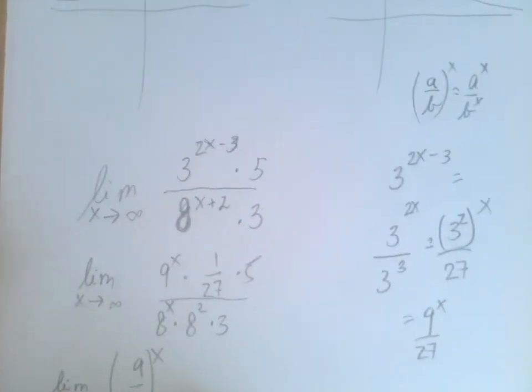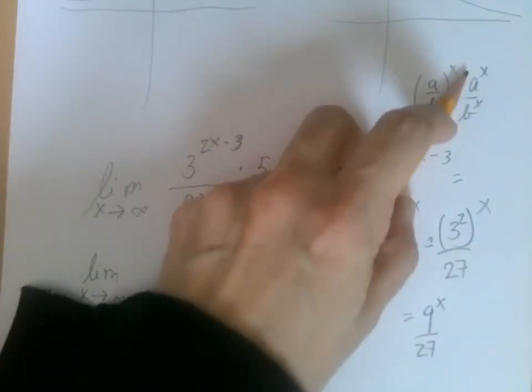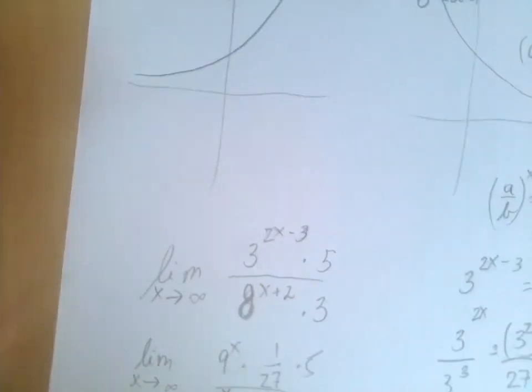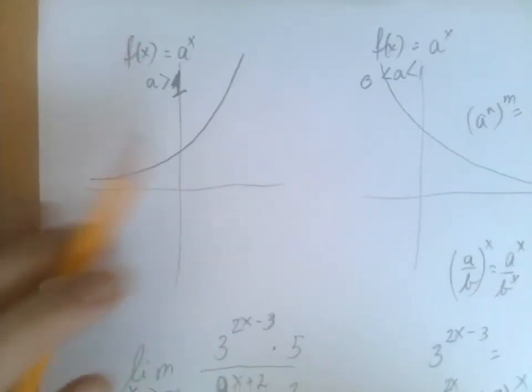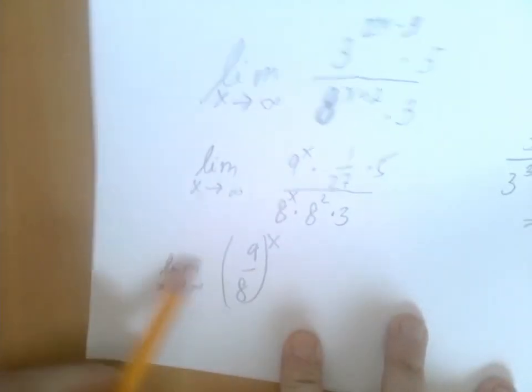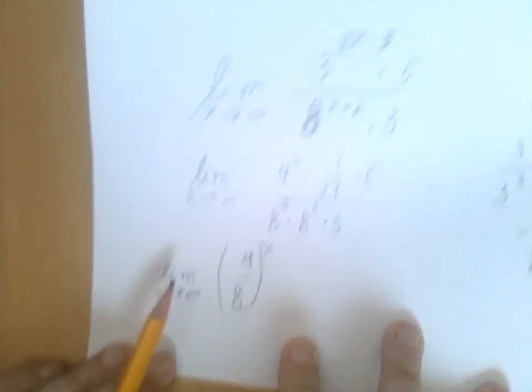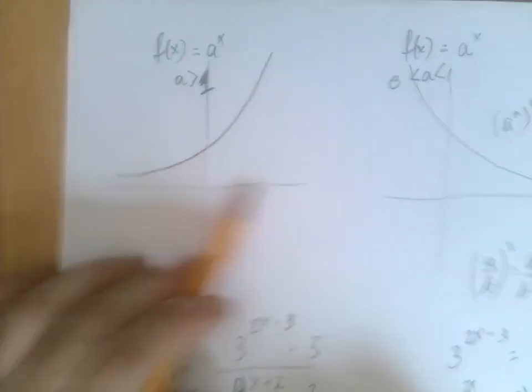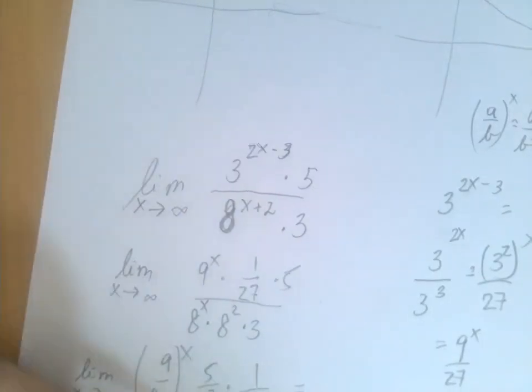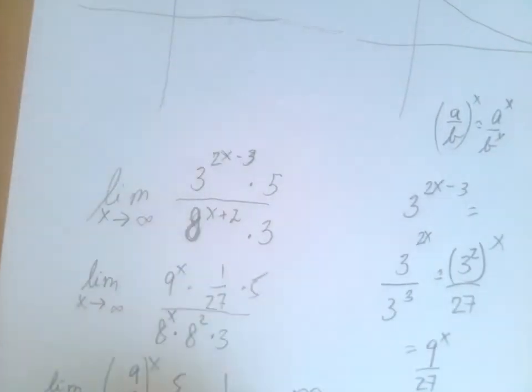So which picture are we looking at? This one or this one? 9 over 8 is greater than 1. Therefore, we're looking at this picture. And because we're looking at x approaches plus infinity, that means we're looking at the right side of this. And so the answer is plus infinity. But this one is gigantic, so the whole thing is going to infinity.